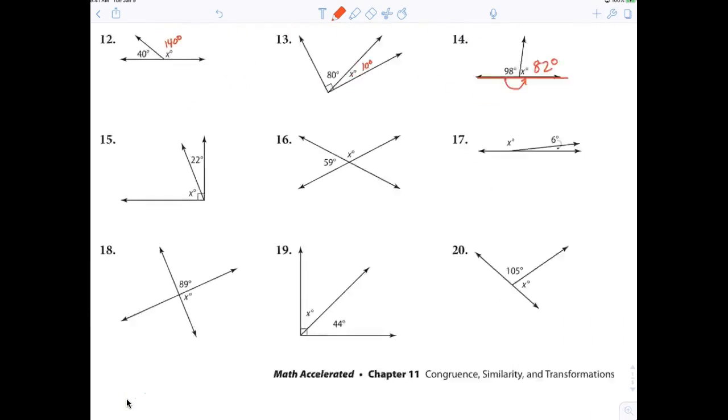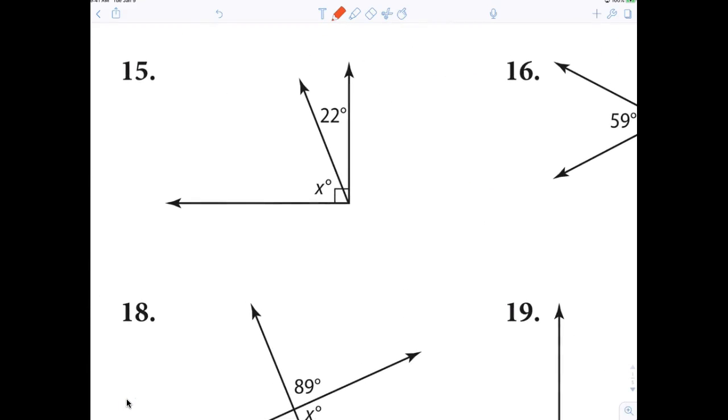Okay, good question, kiddo. Number 15, those are called what? Complementary. And so X is how much? I heard 68. Does anybody agree with that? Make sure you're putting it in there, please. I really hope you're writing complementary, supplementary, those kinds of things too.